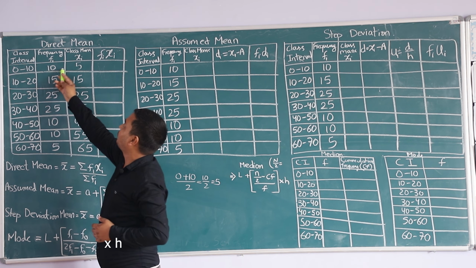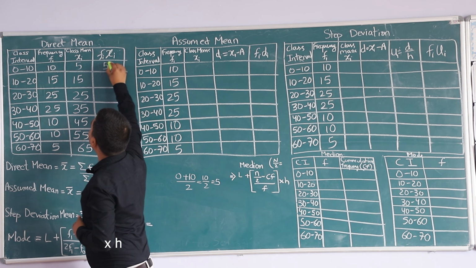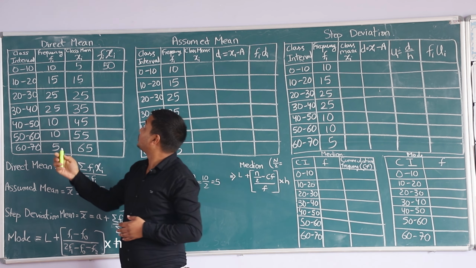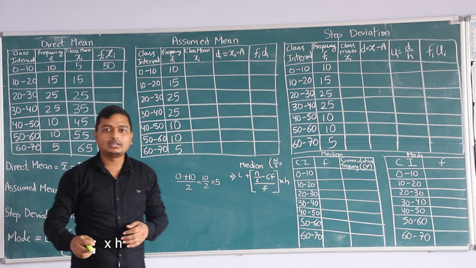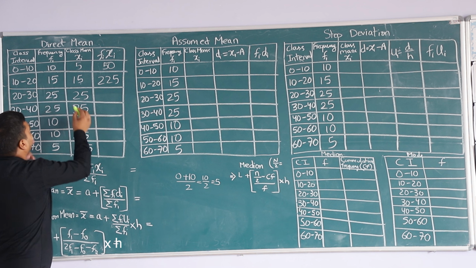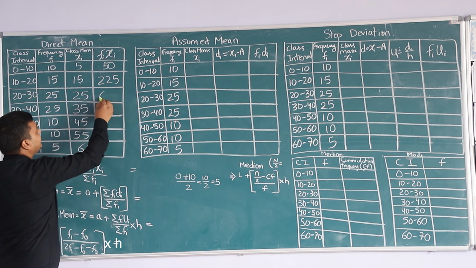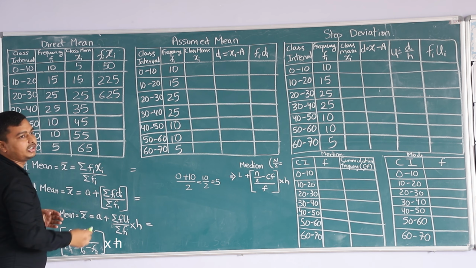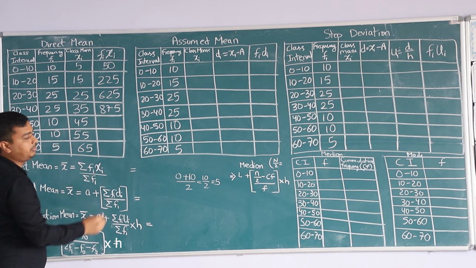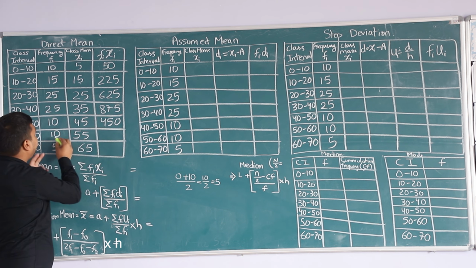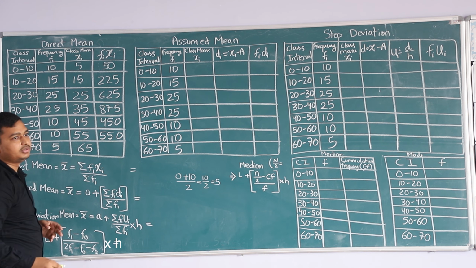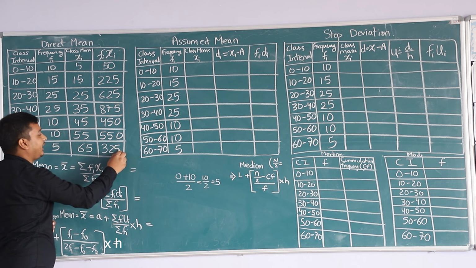So fi xi. Take 5 times 10. If I multiply, I am going to get 50. Next, these two numbers I will multiply. Now I request my students to multiply 15 into 15. What value are you getting? Yes, tell me. 225. Okay. 25 into 25. 625. Very good. Next, 25 into 35. 875. Very good. Next, 10 into 45. 450. Super. Next, 10 into 55. 550. Next, 5 into 65. 325. Very good. Up to here I completed.